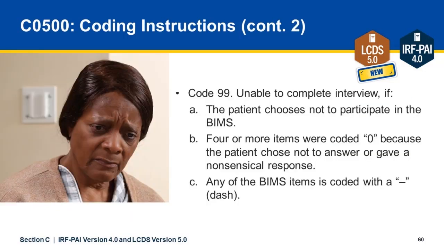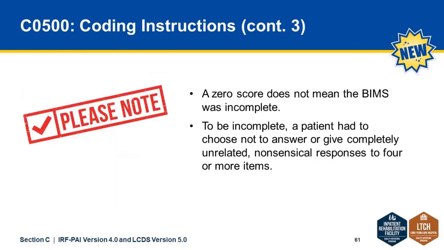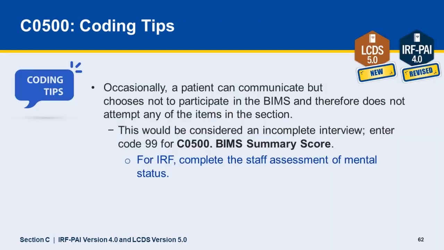So you would use code 99, unable to complete the interview, if the patient chooses not to participate in the BIMS, if 4 or more items were coded 0 because the patient chose not to answer or gave a nonsensical response, or if any of the BIMS is coded with a dash. And also remember, a 0 score does not mean the BIMS was incomplete. To be incomplete, the patient had to choose not to answer or give completely unrelated nonsensical responses to 4 or more of the items.